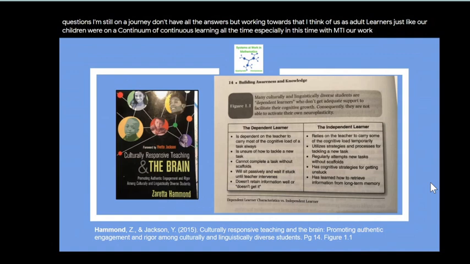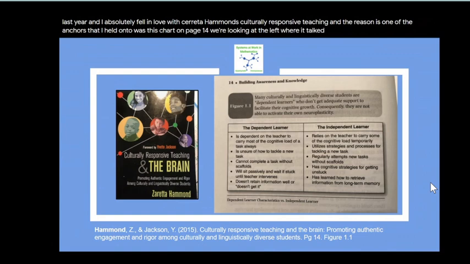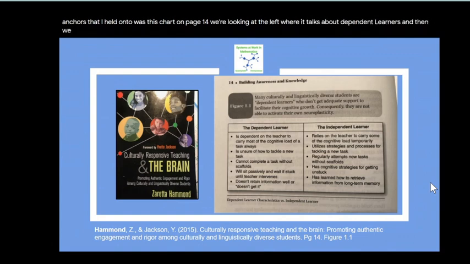Beginning our work, I was given this text last year, and I absolutely fell in love with Zaretta Hammond's Culturally Responsive Teaching. The reason is, one of the anchors that I held on to was this chart on page 14. We're looking at the left where it talks about dependent learners, and then we look to the right where it talks about independent learners. I want you to take just a moment and look at those two sides, and I wonder where you saw most of your students last year.